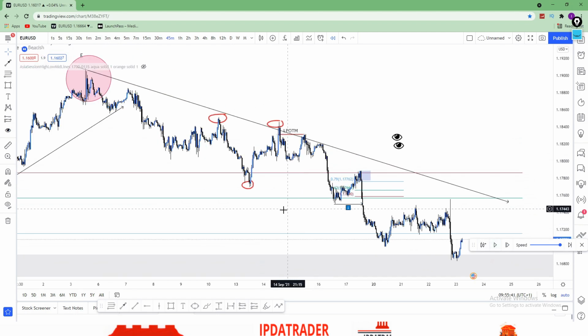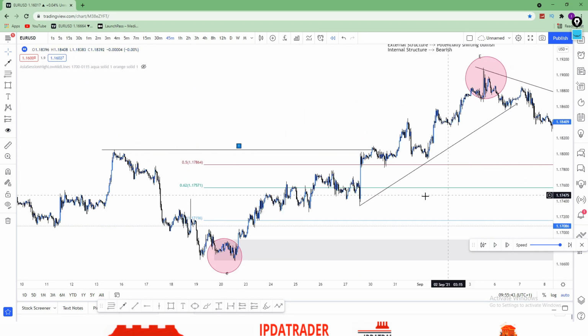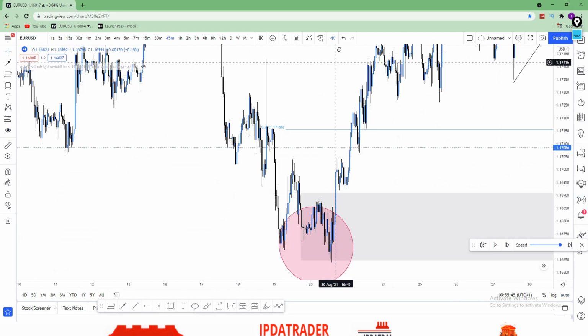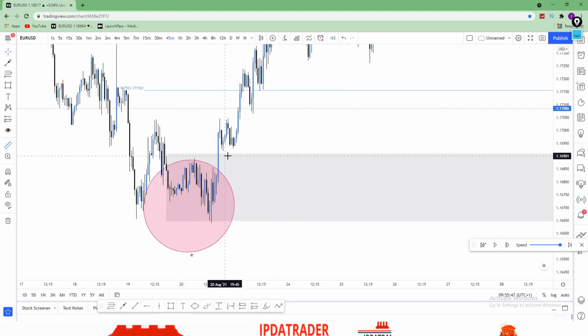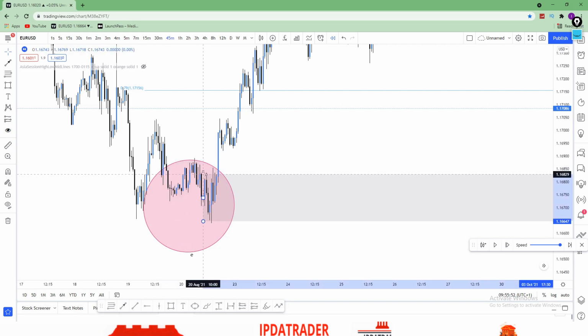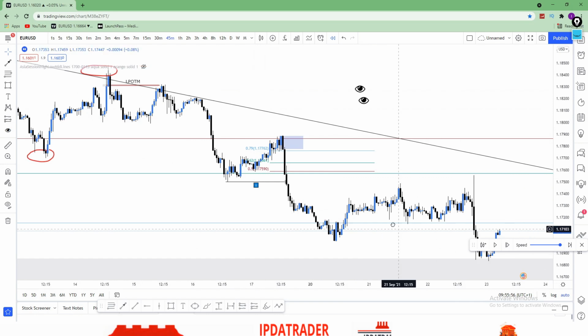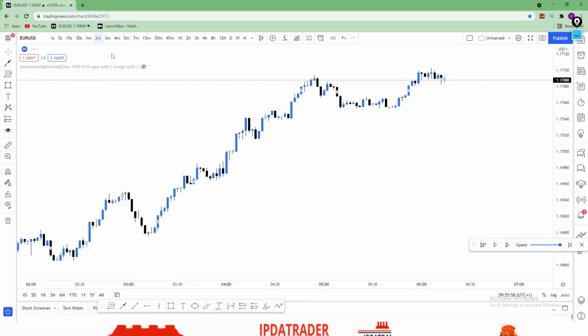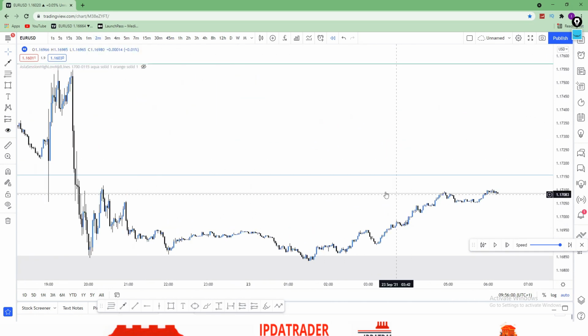Okay, we're now tapping into our point of interest, right? However, this point of interest is huge. If we look over here, this is a 20 pip zone, 27. So I may want to refine it, and I may want to be including wicks, something like this. This would be much better. So if we look into lower time frames, right here, we may have missed the buys.